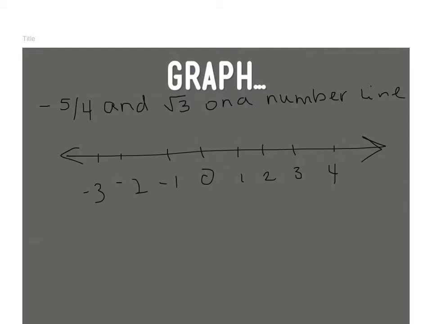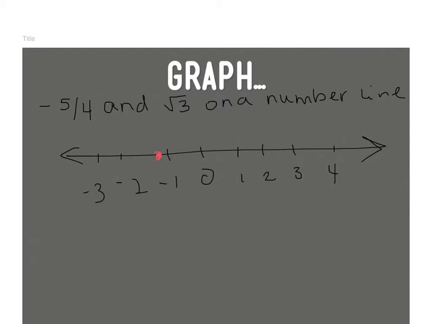Now -5/4. We can see that the top number is bigger than the bottom number, which means this is more than 1. So 4 goes into 5 one time with 1 left over, which means we're going to go over to -1 and then a little bit more. So it's about -1 1/4.